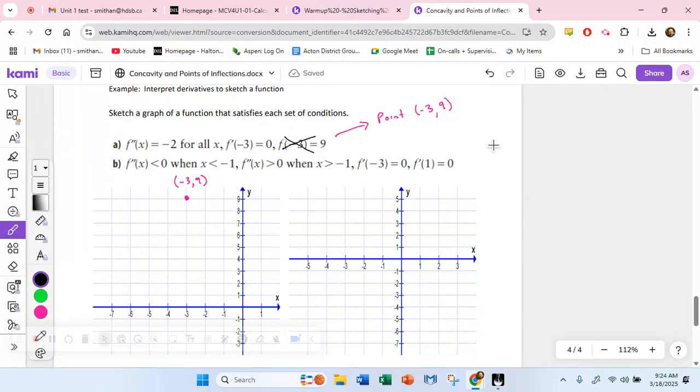I'm going to exit out. I've used that piece of information. Second piece of info, the first derivative at -3 is equal to 0. Well, that means there must be a horizontal tangent line at x equals -3 at that point. I've used that piece of information.